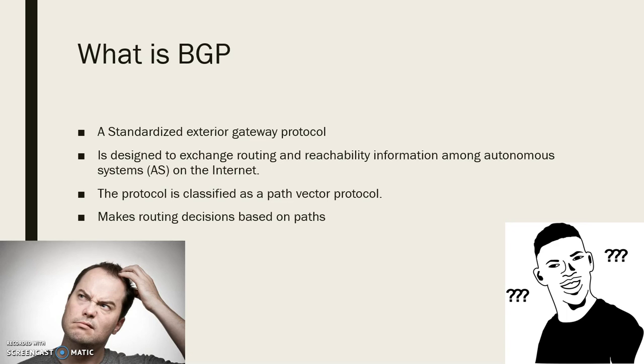BGP may also be used for routing within autonomous systems. In this application, it is referred to as Interior Border Gateway Protocol. In contrast, the Internet application of the protocol may be referred to as Exterior Border Gateway Protocol.